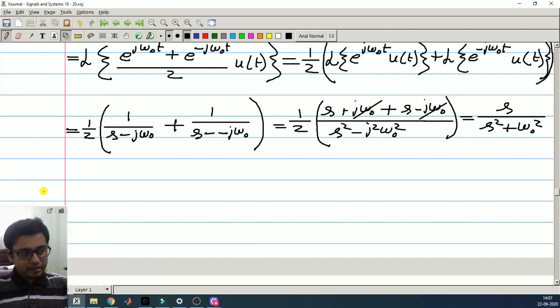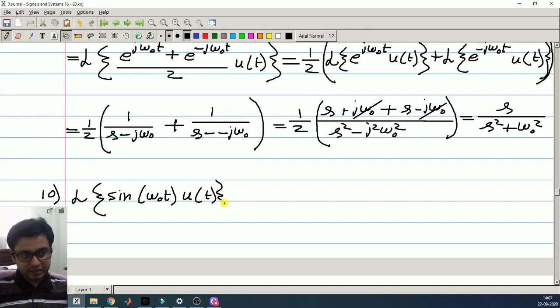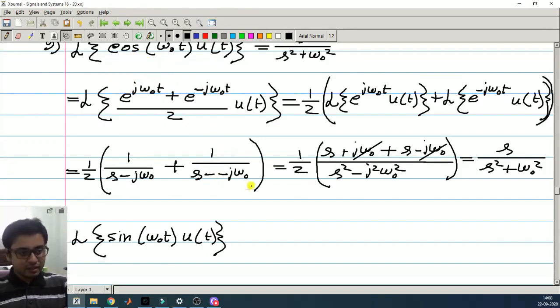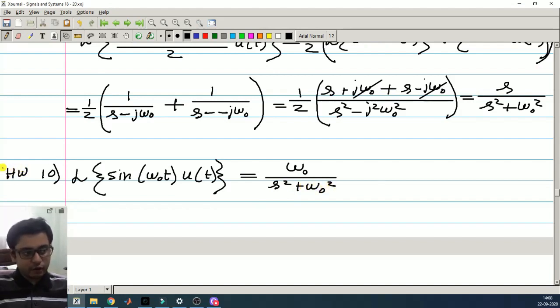In the same way, we can calculate the Laplace transform of sine omega naught t multiplied with u(t). You follow the same strategy as we did for cosine. You will get omega naught divided by s square plus omega naught square. I will leave it as homework.